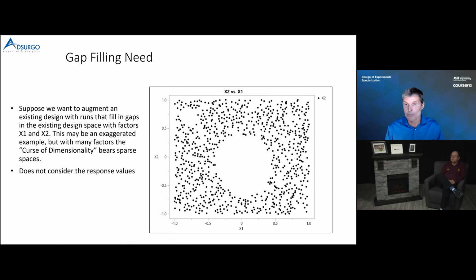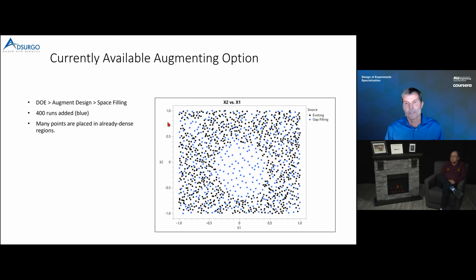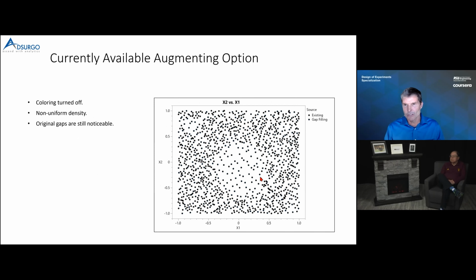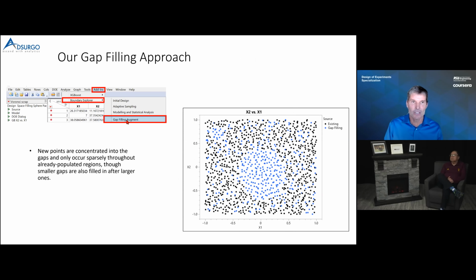Now, right now, the current option is to add some more space filling points. And if I do that, those are the blue ones. So I've got 400 blue points that are added, which looks like I did get some points where I need it. But if you kind of take the coloring off, you can see I'm still a bit sparse, right, in those areas. So what we decided to do is we needed to really focus those 400 points where they were needed most. So we came up with this idea of a gap filling design, and this is an add-in that we created in JMP, which I'm absolutely happy to share with you all, both in the gap filling world and what we're going to talk about in the adaptive sampling.